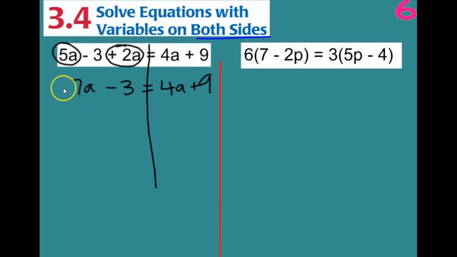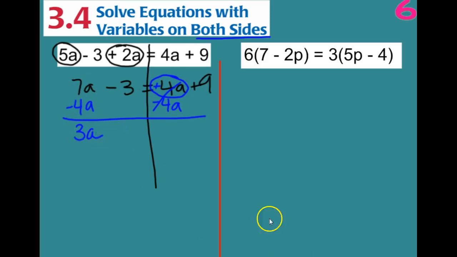So we want to move all the letters to the same side. It doesn't really matter which one you move, you'll get the same answer no matter how you solve it. But if you want to avoid having negatives, move the smaller number over to be with the larger number. Because if I subtract 4a, because this whole thing is positive, we're not just moving the 4, we're moving the whole thing. If we just wanted to move the 4, we'd divide. But we want to move the whole 4a. The whole term is positive, so we need to subtract 4a. It leaves us with a positive 3a. And then write the rest. We have minus 3 equals 9.